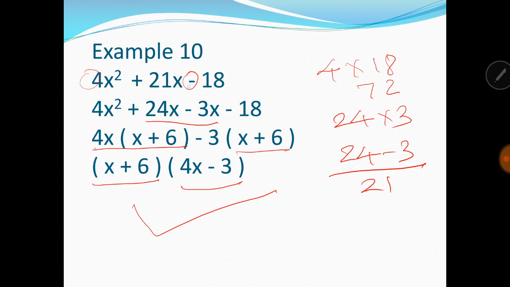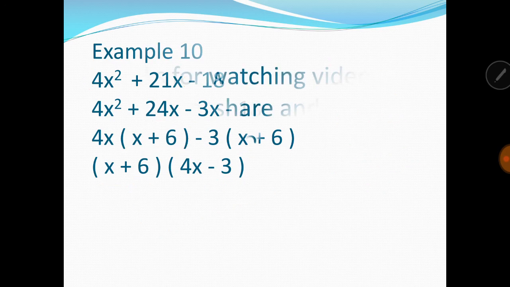Now whenever you have minus sign, remember you will get one plus and one minus sign.